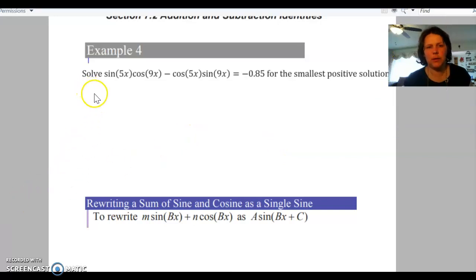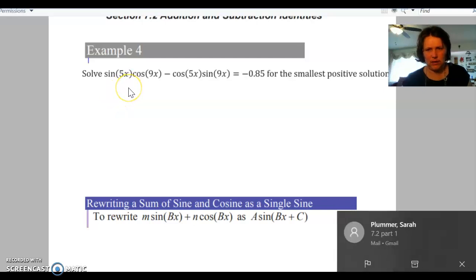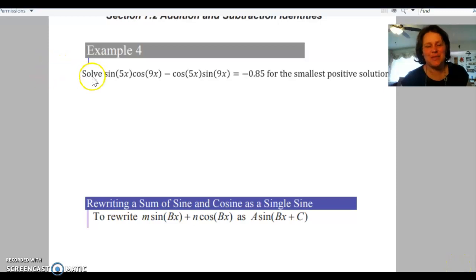Okay, so here we go with our last example for 7.2 part 1. Alright, so for this one, you'll notice this looks a little bit different. This is using our addition and subtraction identities in a different way. They're now giving us the expanded version, and we need to reduce that and then solve for x as our final result.